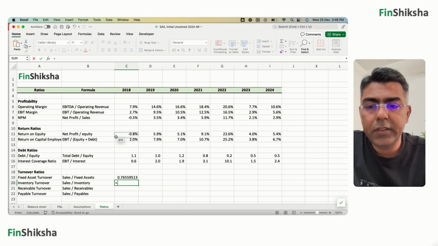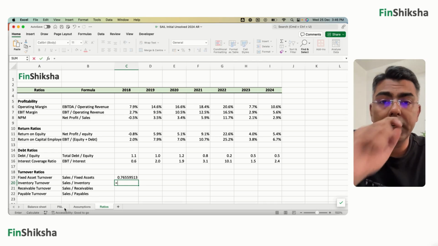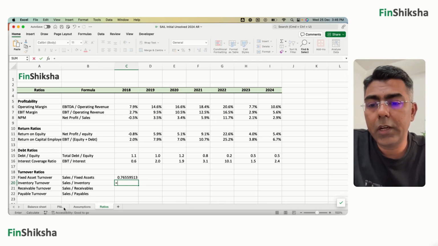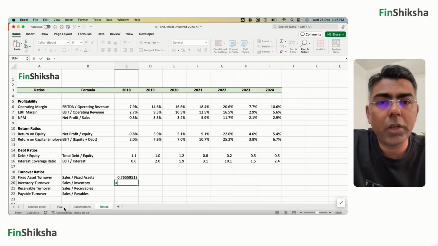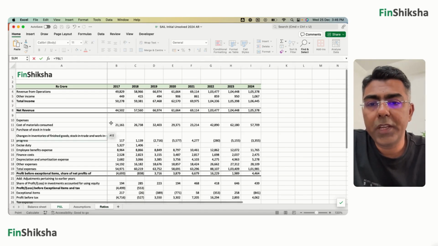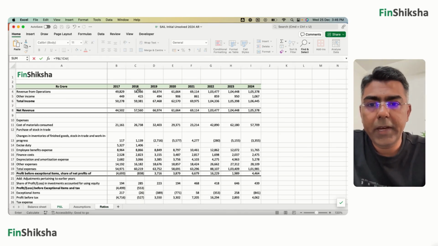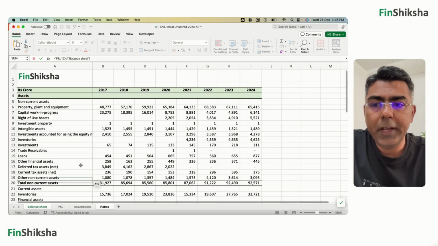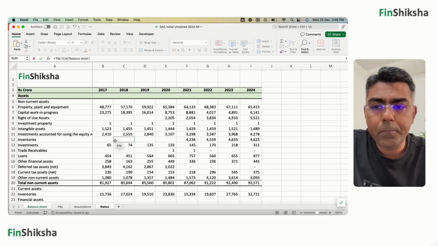Right? This is sales upon inventory. Now, in this particular case, interestingly, what they classify, some of the inventory is actually long-term inventory. We'll see that. So P&L, go to sales divided by, when you look at inventory on the balance sheet, you'll see inventory, long-term inventory as well.